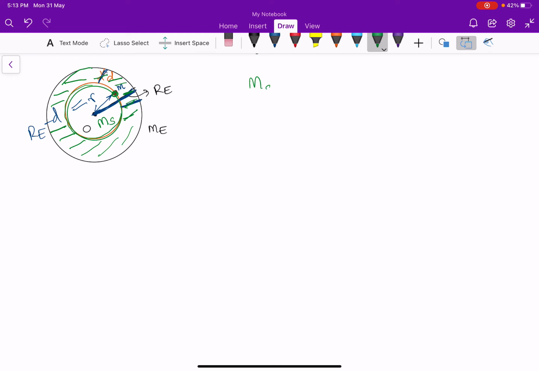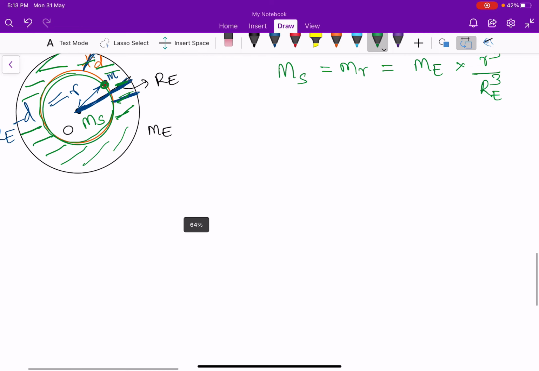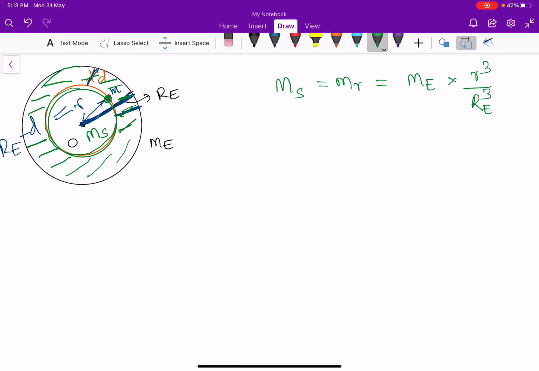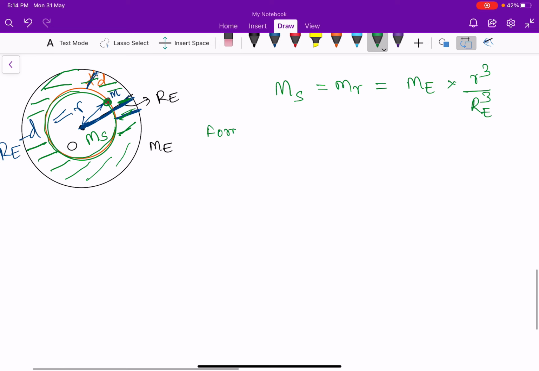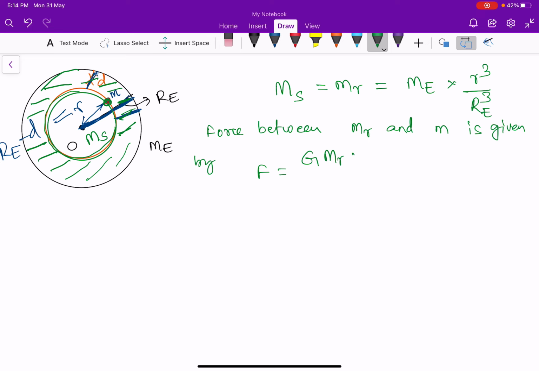We know that M_r or M_s is equal to M_e into r cube divided by R_e cube. We have gotten this relation previously. So the force between M_r and the particle of mass m is given by F equal to G M_r into m divided by r square.